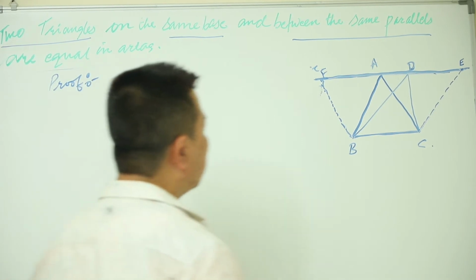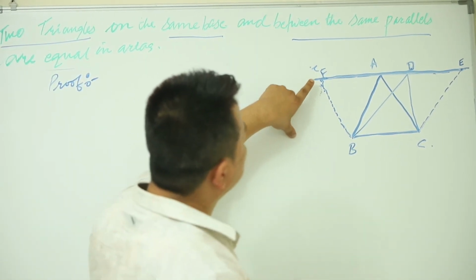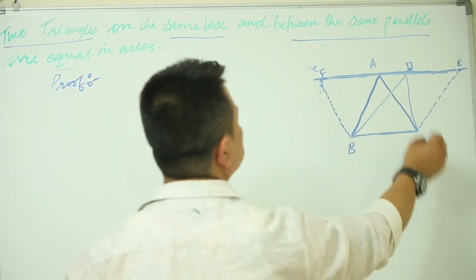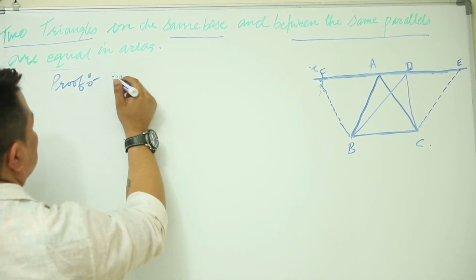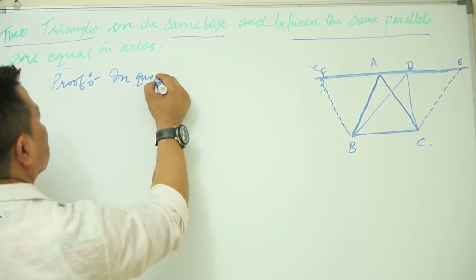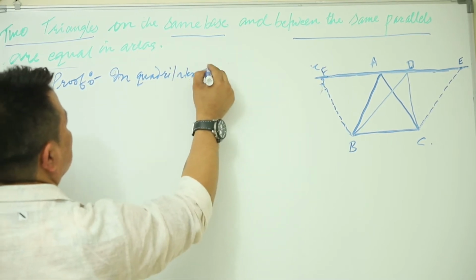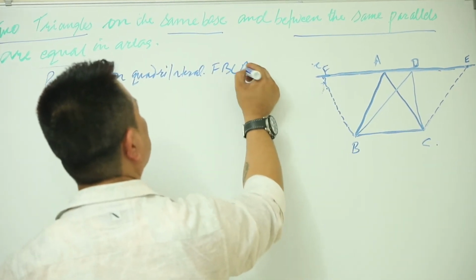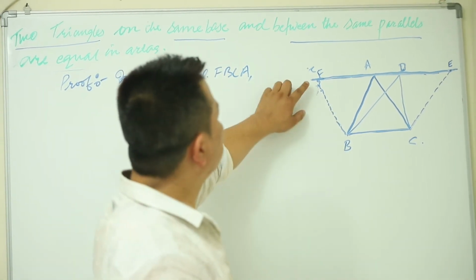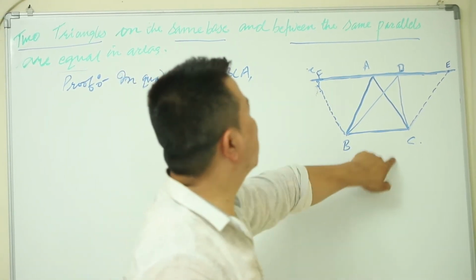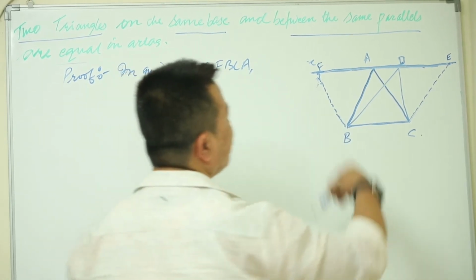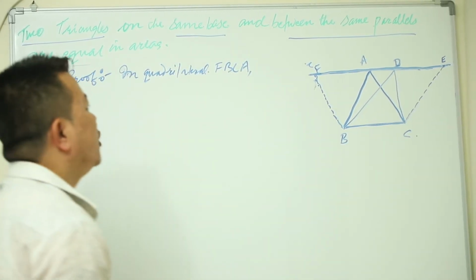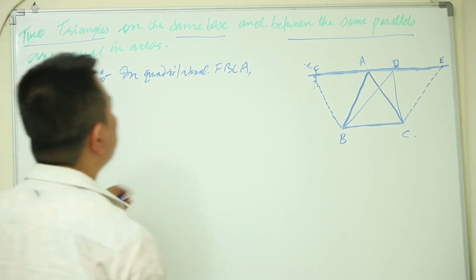Now see this figure, see this quadrilateral FBCA. In quadrilateral FBCA, if you can prove this quadrilateral FBCA is a parallelogram, similarly, if you can prove this quadrilateral DBCE is a parallelogram, then it will be easy for you to prove this theorem. It will help you to prove the theorem.